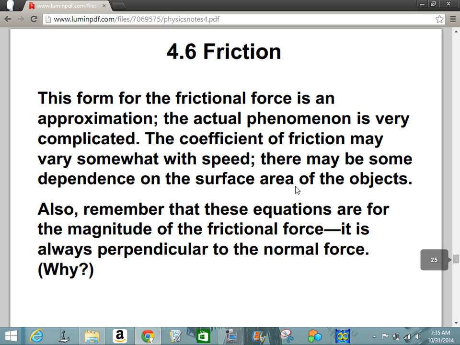So friction, this is a form of frictional force. It is an approximation. The actual phenomenon is very complicated and dynamic. The coefficient of friction may vary somewhat with speed. There may be some dependence on the surface of the objects, whether they're rigid or smooth, and so forth.